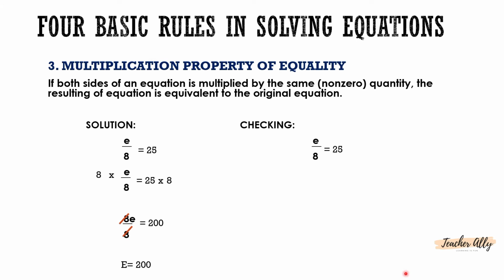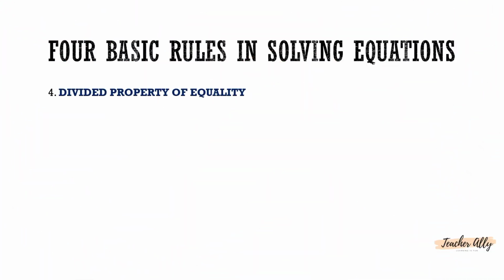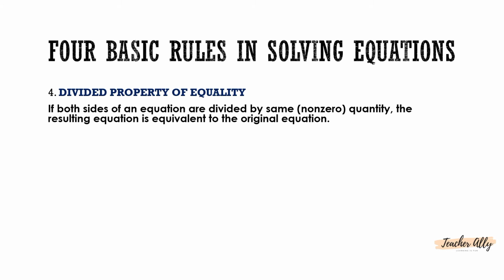To check if the solution is correct, substitute 200 to letter E. 200 divided by 8 is equal to 25. 25 equals 25. Therefore, the solution is correct. Next, the division property of equality. If both sides of an equation are divided by the same quantity, the resulting equation is equivalent to the original equation. Example, 8j equals 40. So we will divide both sides by 8.